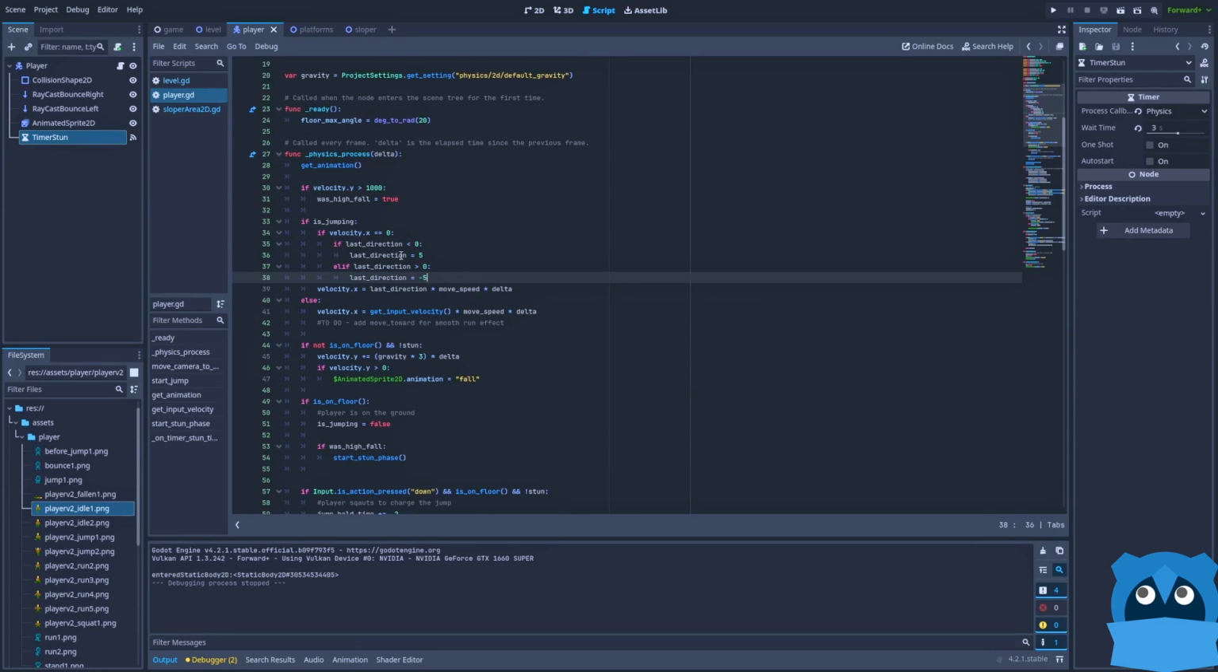After changing the last direction, we'll use it in the velocity.x, because here is where the magic happens. Our last direction times move speed times delta. Delta is the standard here, because we're dealing with physics process. And last direction that is changed after touching the wall. That gives us the velocity.x, the number with negative or positive value.